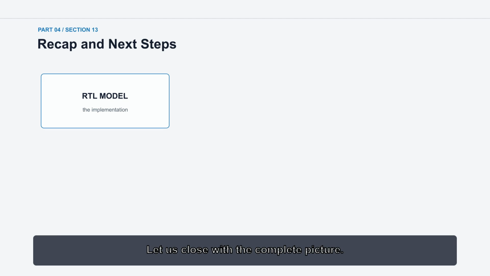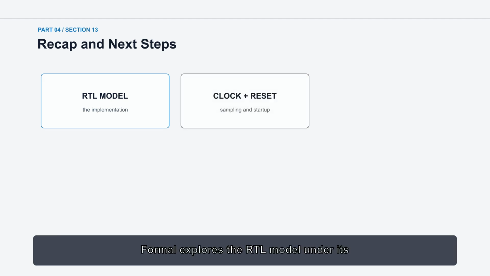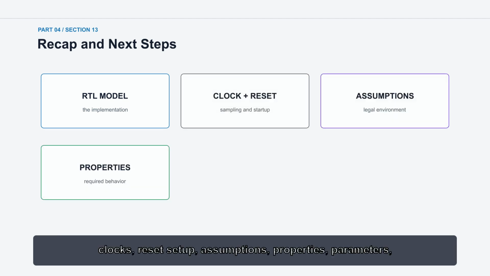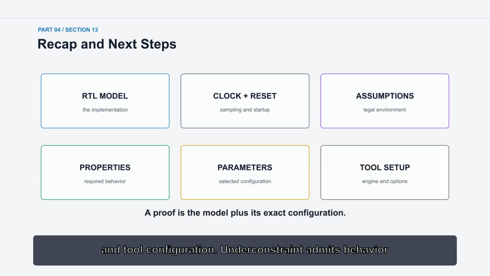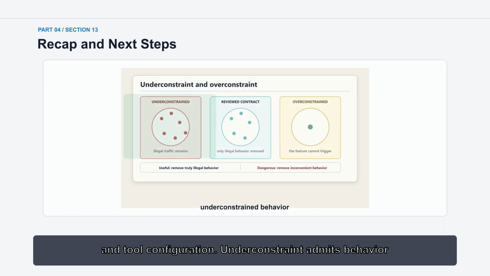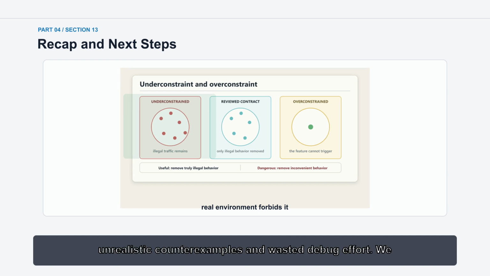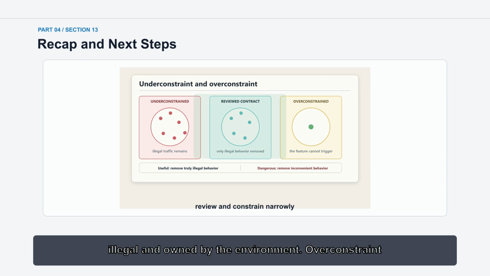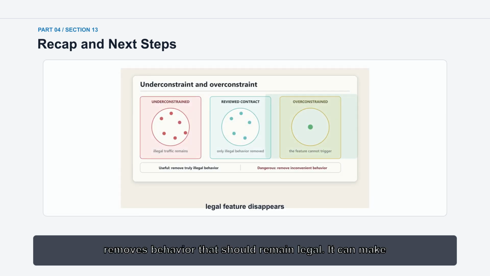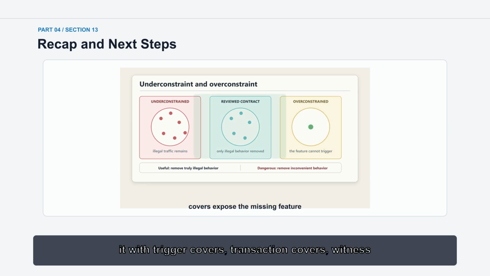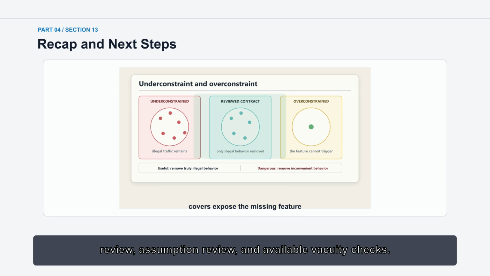Let us close with the complete picture. Formal explores the RTL model under its clocks, reset setup, assumptions, properties, parameters, and tool configuration. Underconstraint admits behavior the real environment forbids. It often produces unrealistic counterexamples and wasted debug effort. We fix it only after confirming the behavior is truly illegal and owned by the environment. Overconstraint removes behavior that should remain legal. It can make properties pass without exercising the feature. We detect it with trigger covers, transaction covers, witness review, assumption review, and available vacuity checks.